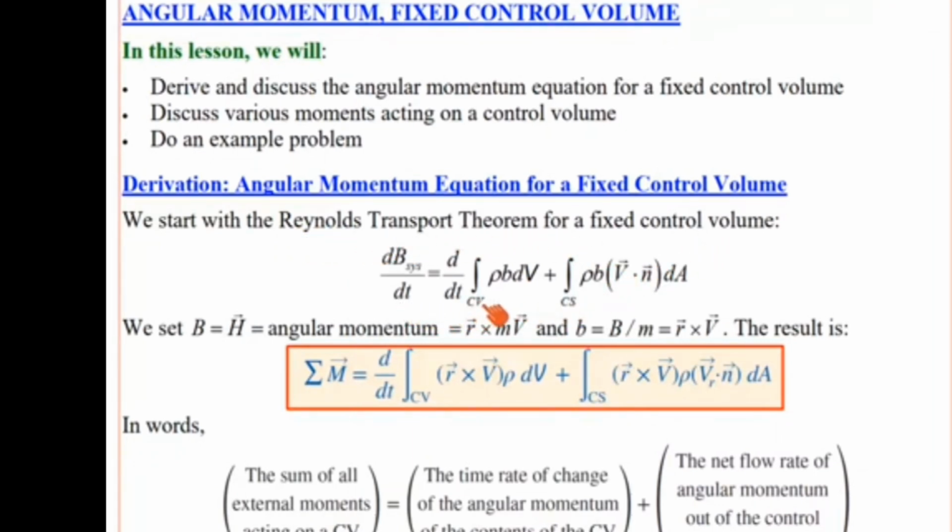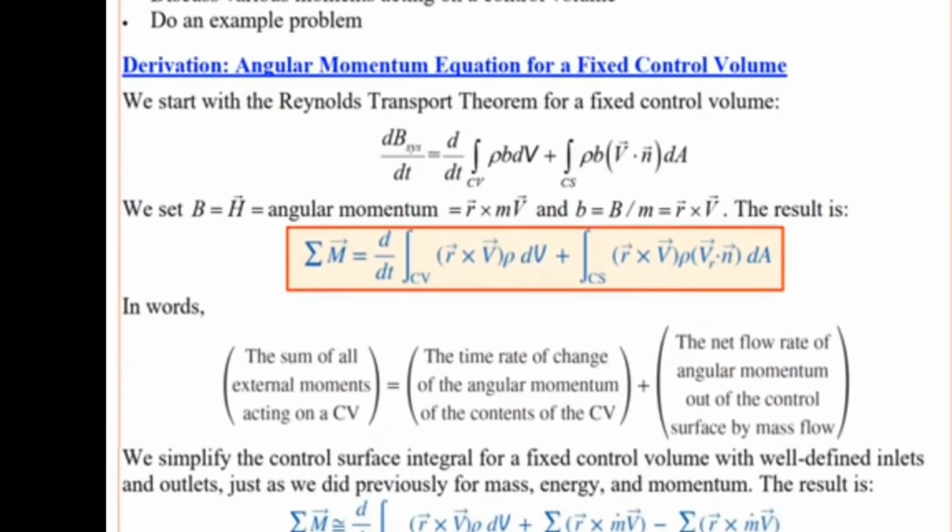Remember, this is our link between the system and the control volume. We let capital B, B_H, be the angular momentum vector, which is some moment arm r cross product with m times V, where V is the velocity vector, and little b is always B over m. So that's just r cross V. The result is given here, where we'll put the relative velocity just in case you want to do some moving control volume problems, but those are beyond the scope of this lesson.